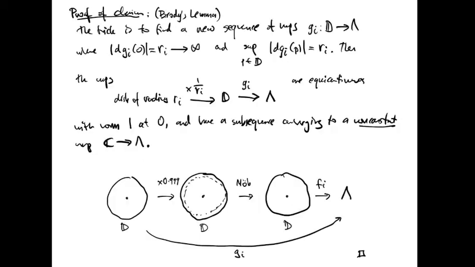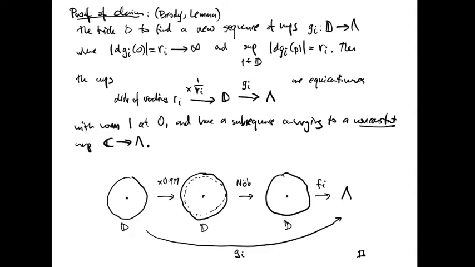Let's prove the claim. We have a sequence of holomorphic maps F_i from the unit disk to lambda which blow up somewhere. After precomposing with Mobius transformations, we can assume that the derivatives blow up at the origin. In other words, the derivative of F_i at 0 goes to infinity as i goes to infinity. Let's let R_i be the norm of the derivative of F_i at 0, and suppose that R_i goes to infinity as i goes to infinity.